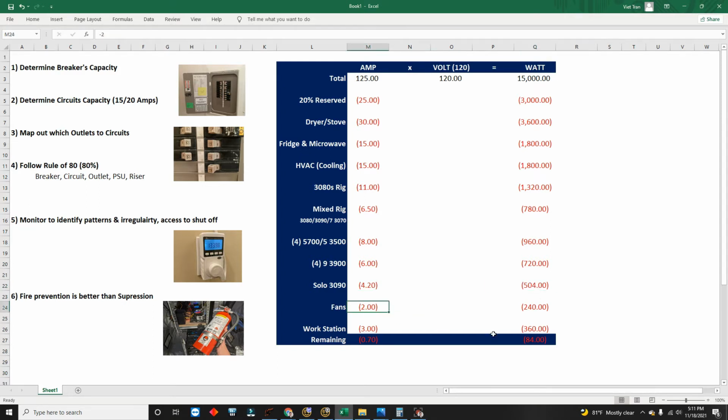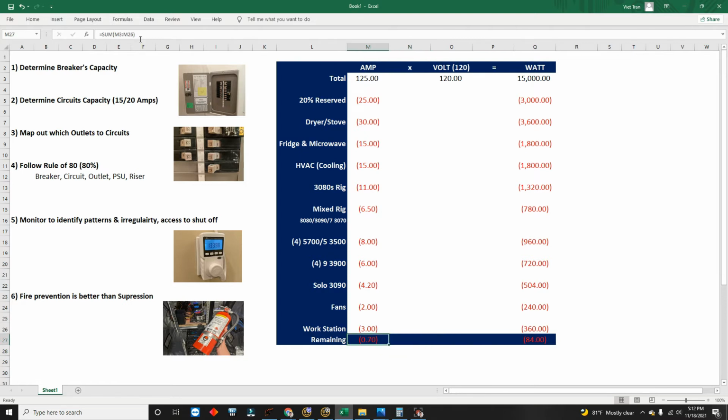And then I got fans. These are all of the intake, outtake, box fans. All of those get about 240. And then my workstation. So this is my actual work, my 9-to-5 job, my finance job. It takes about 360, and I know that now I'm over, and this is why I don't expand anymore. This number's in the red for me now.